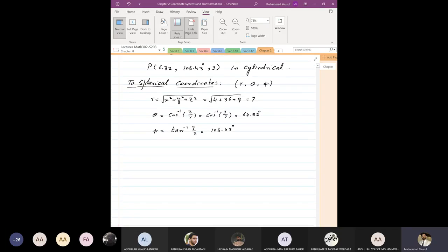So point P in spherical coordinates is 7 as r, and theta is 64 point how many degrees? 32 degrees. Victor, I found it in my calculator: 64.62. Yes, I wrote it wrong because in my head it was 32 from 6.32. 64.62. You did it with your calculator? Yes, Victor. Excellent, excellent.